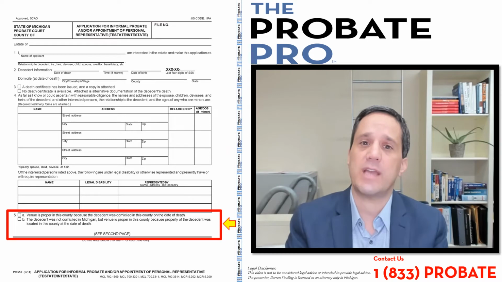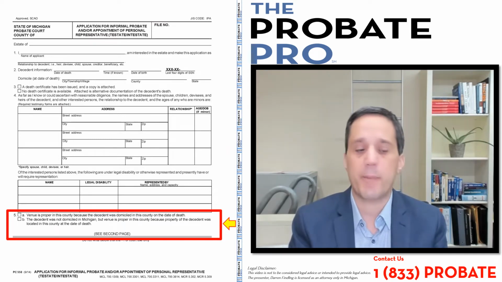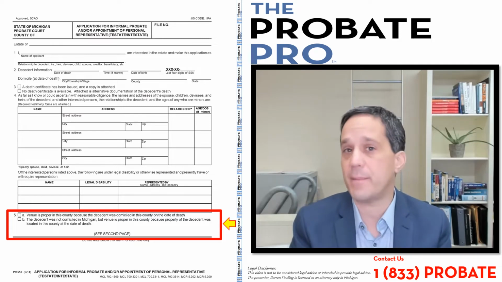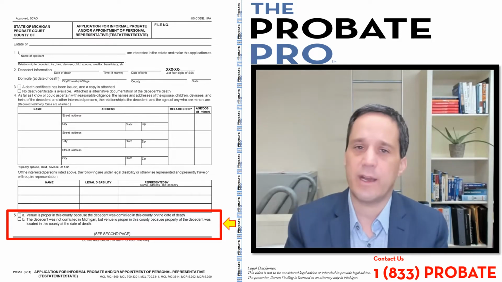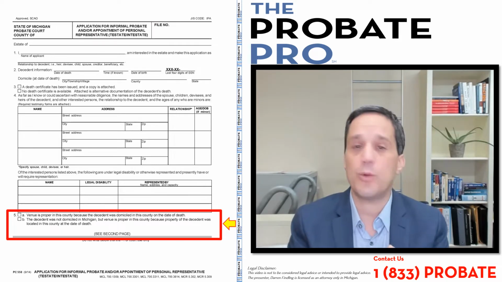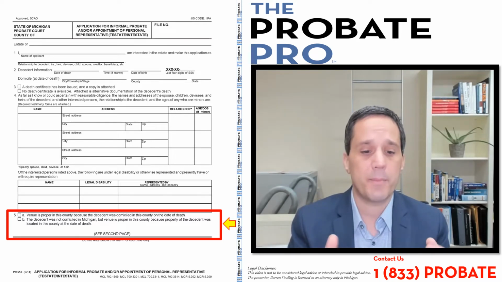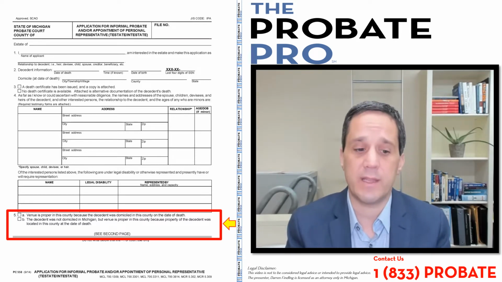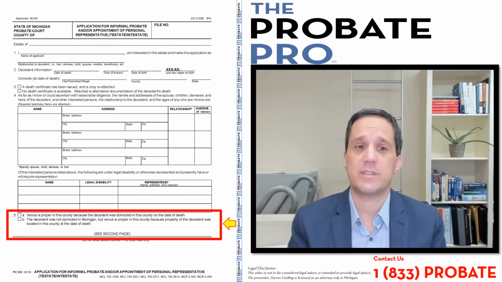The next section identifies the venue piece. We spoke about this a little bit earlier. Venue is proper in this county because the decedent was domiciled. So you check that box if that's the case. And that's the most common scenario. And then the other is that the decedent was not domiciled in Michigan, but venue is proper in the county because the property of the decedent was located in the county at the time of death. So again, understanding the difference here.